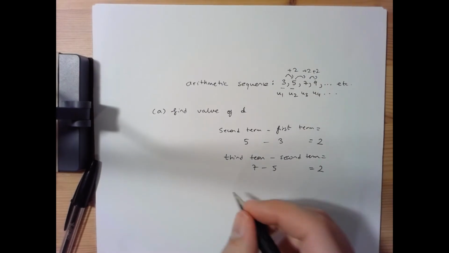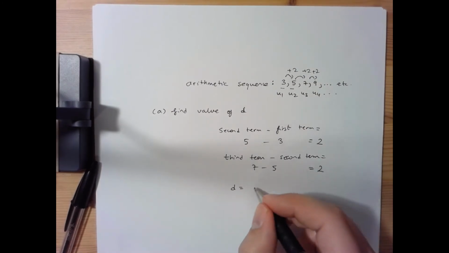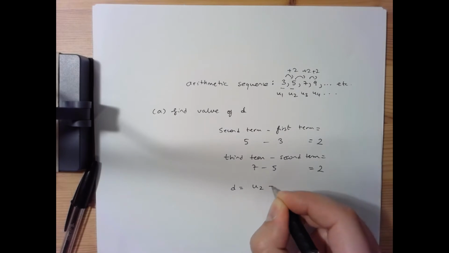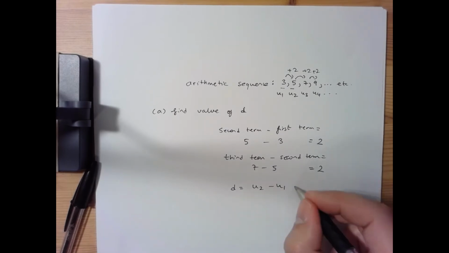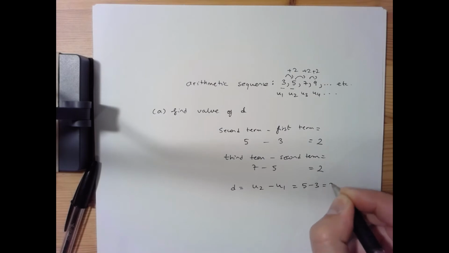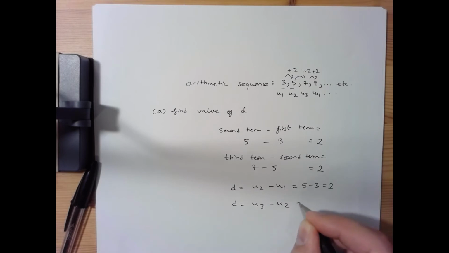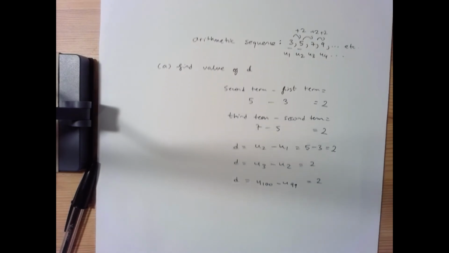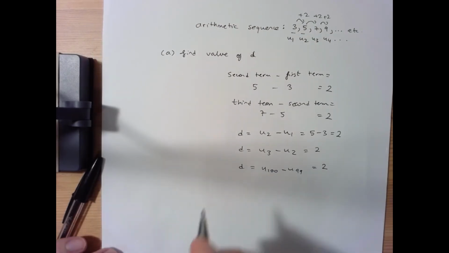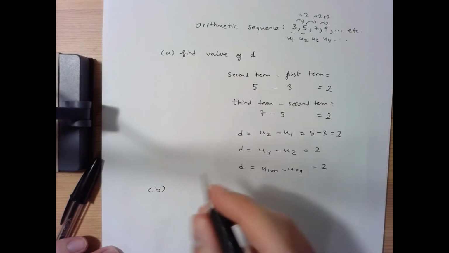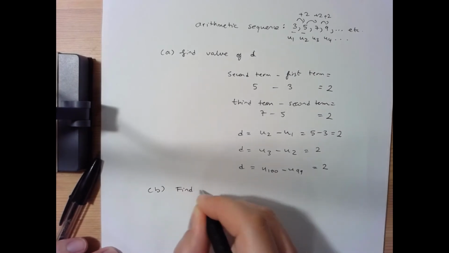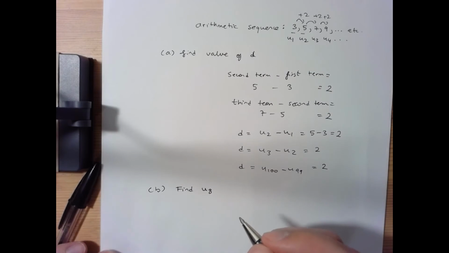So D would then be U2, so the second term, minus U1, the first, right? So 5 minus 3 again, gives 2. It would also be U3 minus U2, giving us 2 as well. And also things like U100 minus U99, giving us 2 as well. Okay, great. So for part B, we might want to find something like the 8th term.